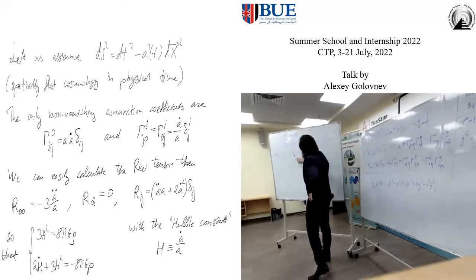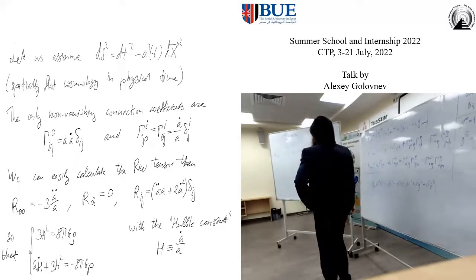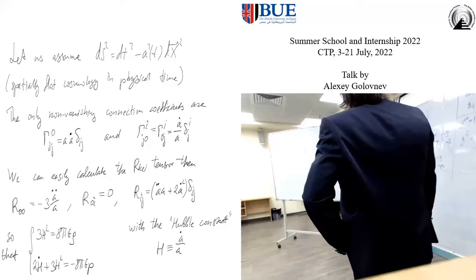And so here, if I take the derivative with respect to the denominator, it cancels this guy here. And if I take the derivative with respect to the numerator, I get minus 3 a double dot over a. And that's it.